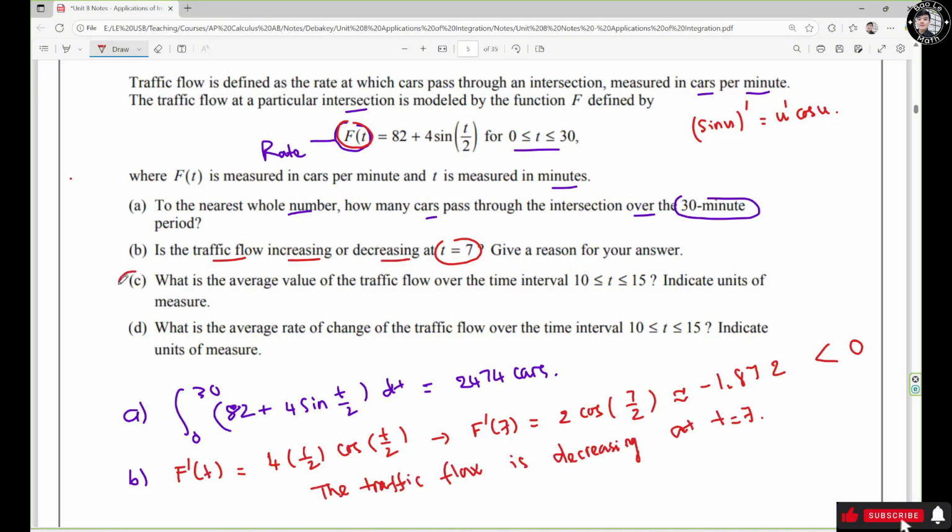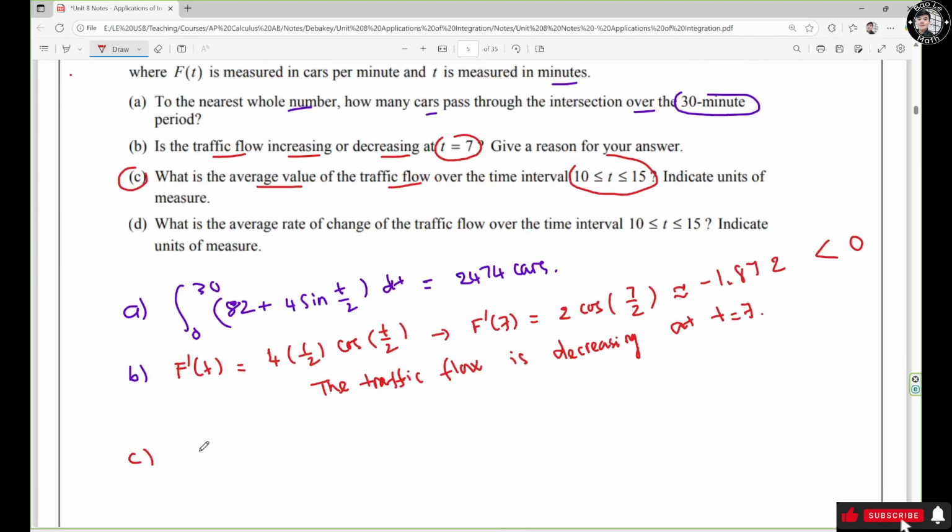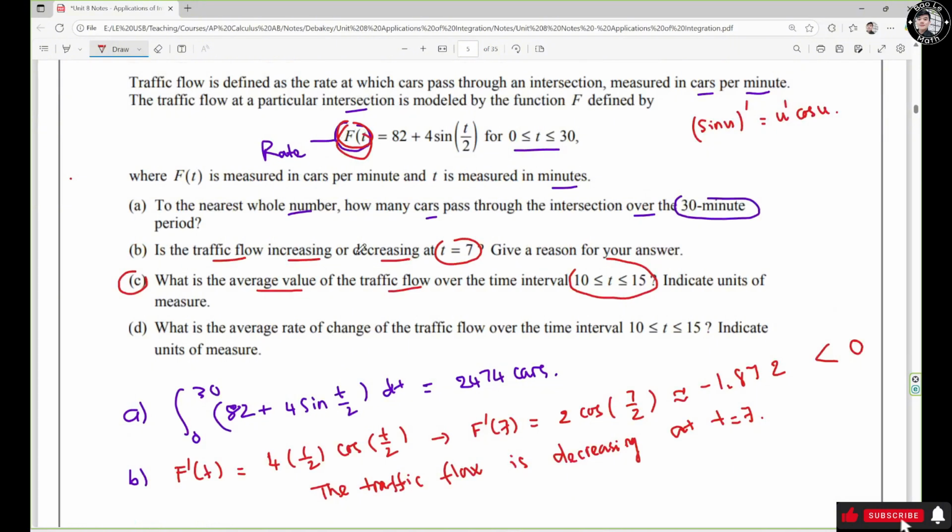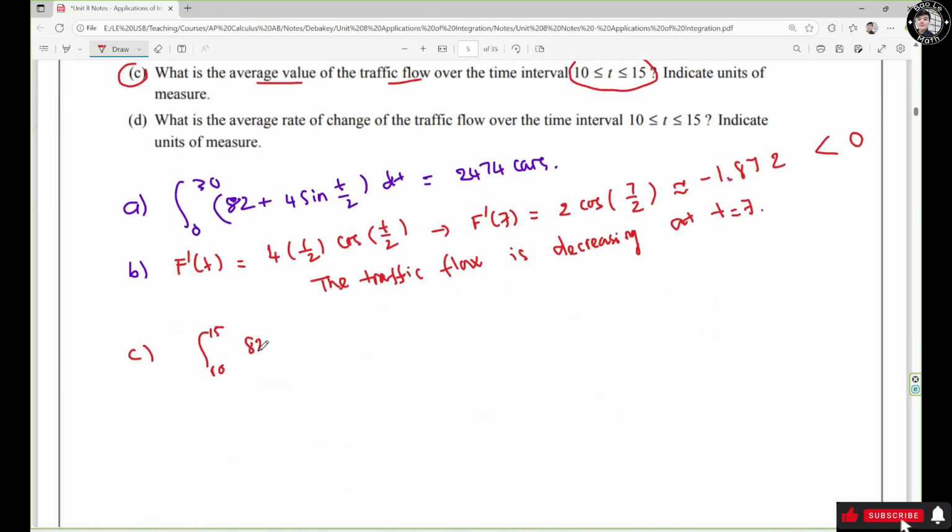Now let's move on to question C. What is the average value of the traffic flow over the time interval 10 to 15? This question is very simple. So we have the integral from 10 to 15 of f of t right here, which is 82 plus 4 sine of t over 2 dt. And don't forget 1 over 15 minus 10 right here, because this one is the average.